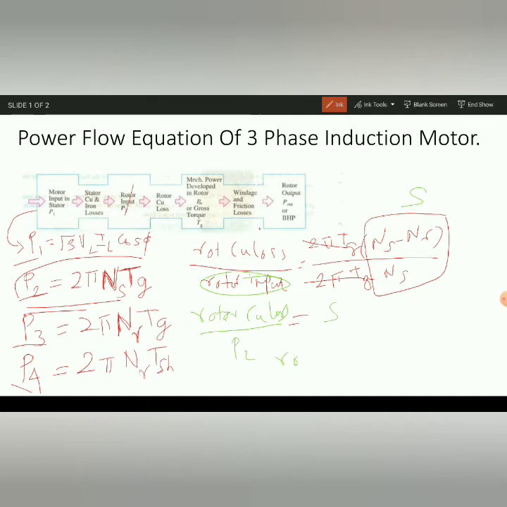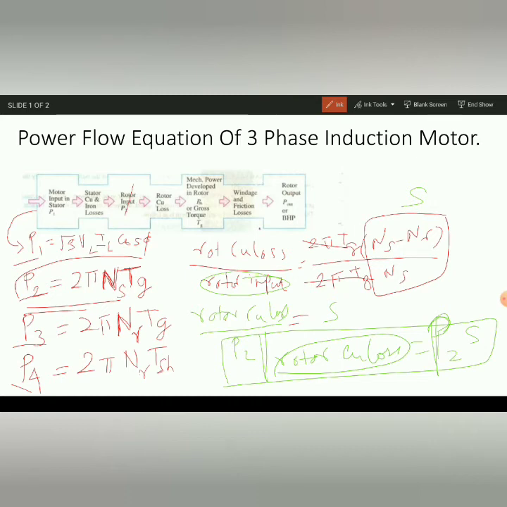From this we can find out that rotor copper loss is equal to P2 into S, the slip. So we get one formula with which we can easily find the rotor copper loss: rotor copper loss is P2 into S, the rotor input multiplied by slip. Next, let us find some other equations. These are the formulas, and when we remember them, we will be able to solve different numericals.